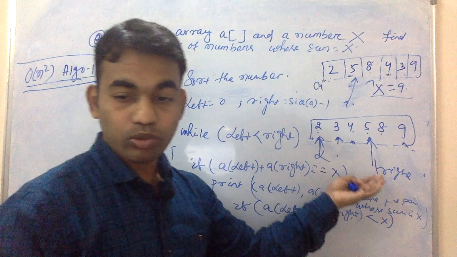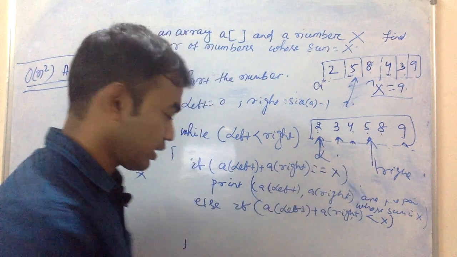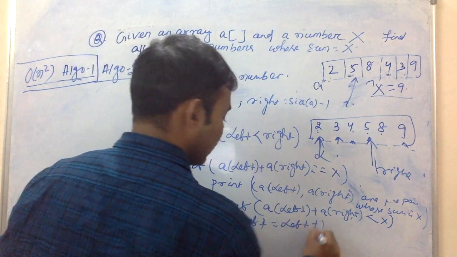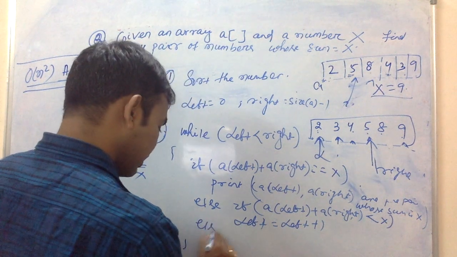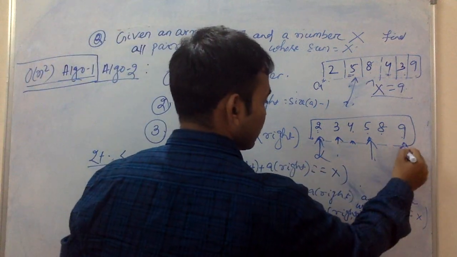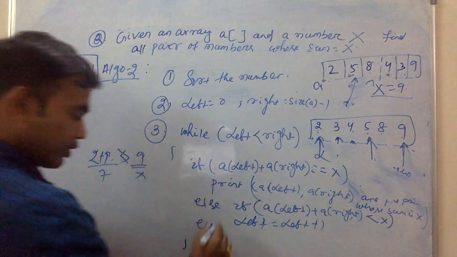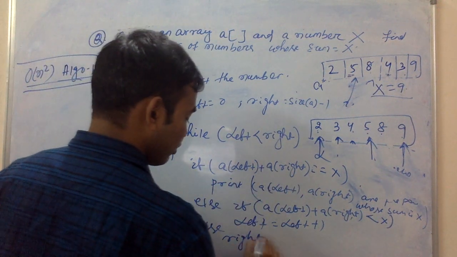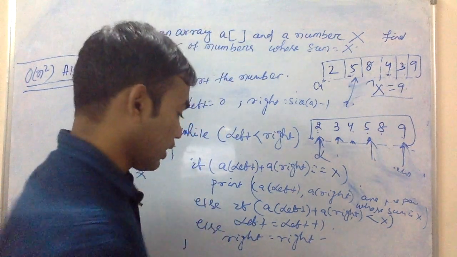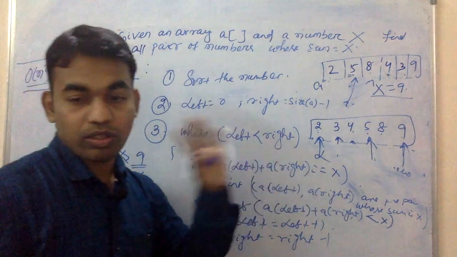In this situation, what you were doing, you were increasing the left, that means left equal to left plus 1. Else means this is going to be greater. If you remember the first situation, 2 plus 9 equal to 11, which is greater, then we were just reducing the right. So right equal to right minus 1. I hope you are able to see. Right minus 1.